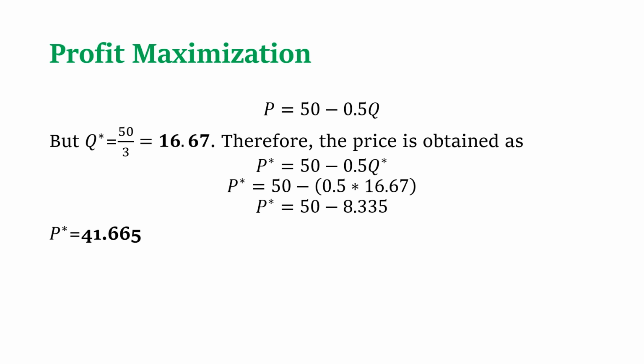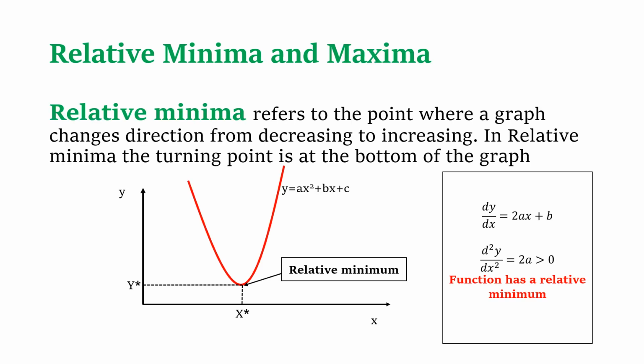So now we have obtained the profit maximizing level of output, and then used that to find the price. Okay. Now let's look at relative minima and relative maxima. What is a relative minimum? It refers to the point where a graph changes direction from decreasing to increasing. Yes, it starts from decreasing and then it goes to increasing, right?